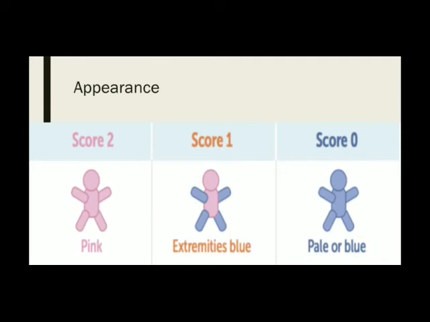In appearance, we give score 2 if the body is pink. You see that the body of the baby is pink. We give score 1 if the baby has got blue extremities but the pink body. You can see from this figure. And the score is 0 if the baby is blue on the whole.